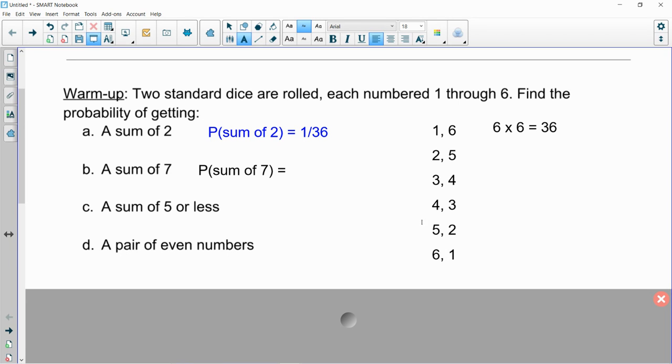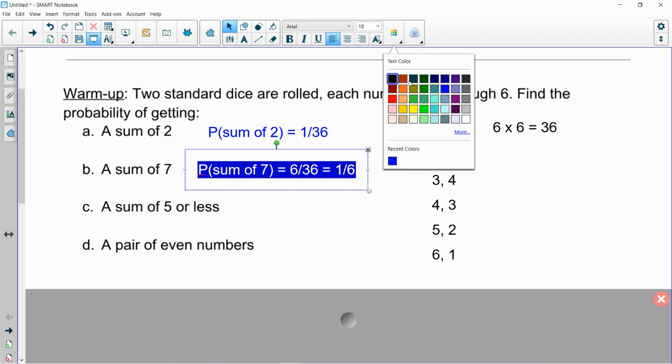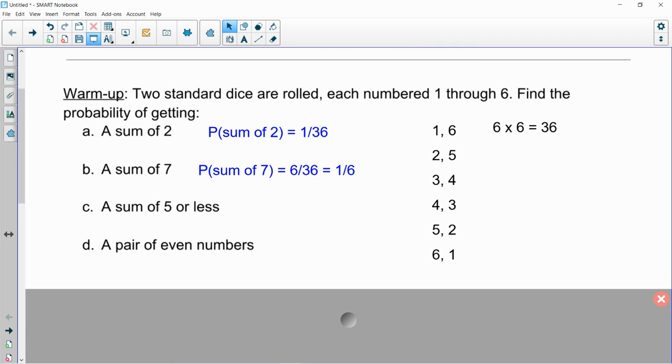1, 2, 3, 4, 5, 6. There are 6 of them all together. So our probability is 6 out of 36. And if we were expressing this in simplest form, that would equal 1/6. And if you didn't already know, 7 is the most common total of numbers when you add them together on a pair of fair dice.